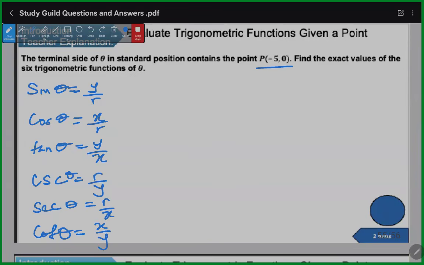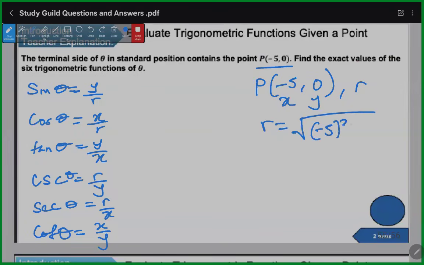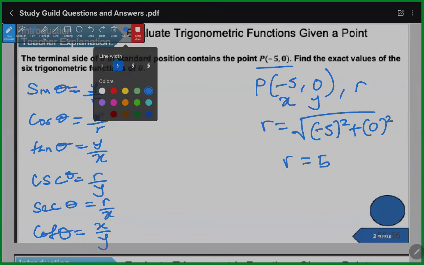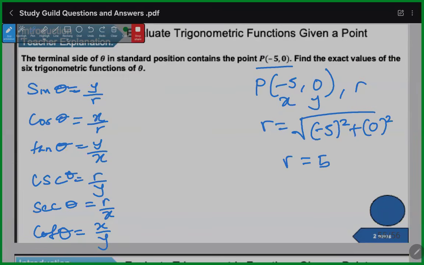So remember the point is -5 and 0, which is x and y. So we need to find r. Then r is going to be the square root of -5 squared plus 0 squared. And this is going to give you 5. So you just substitute into your ratios.